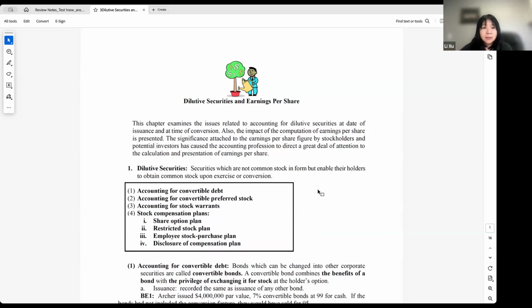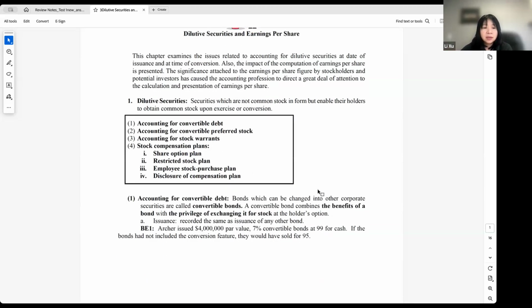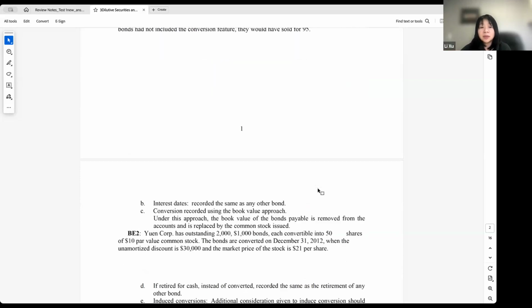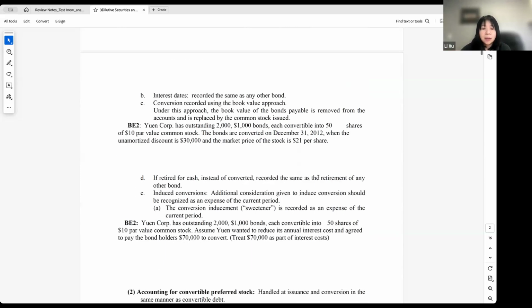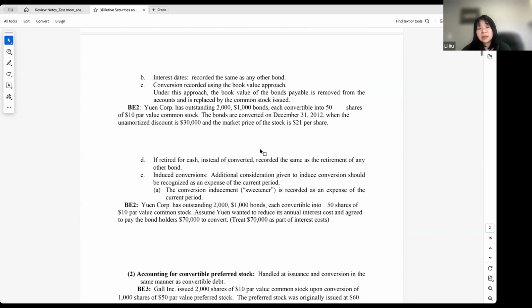First, dilutive securities, convertible stocks, convertible bonds. The emphasis is on the journal entry when you convert. If you're going to convert, the key information you have to know is the book value. Therefore, when you do conversion, you do not mark to market, and you look at whatever you have on your books. That will be your journal entry valuation base.